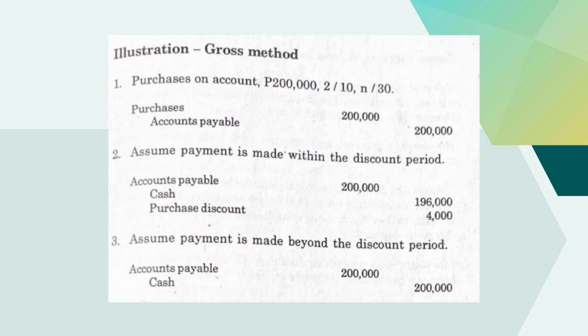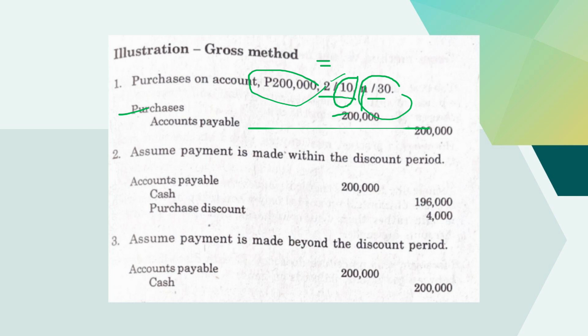Gross method. So, purchases on account amounting to 200,000, 2/10, n/30. Ibig sabihin yan, kapag nakapagbayad ka within 10 days, bibigyan ka ng opportunity to avail 2% discount. Ngunit, pag nag-reach out ka na sa 30 days, wala ka nang discount. So, we are using the gross method. We will record the purchases at gross. So, debit purchases, 200,000 and credit accounts payable, 200,000.